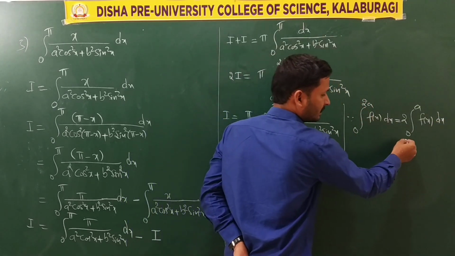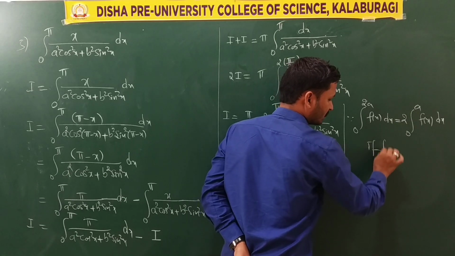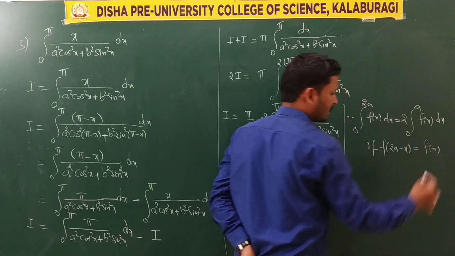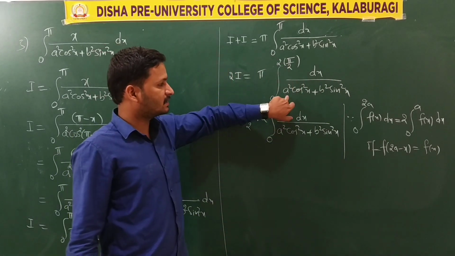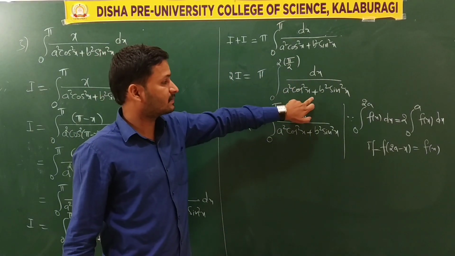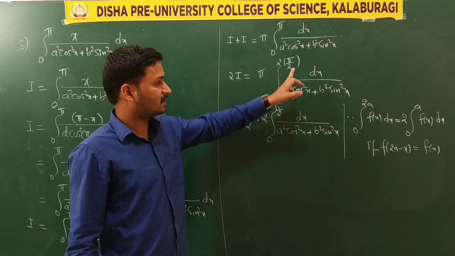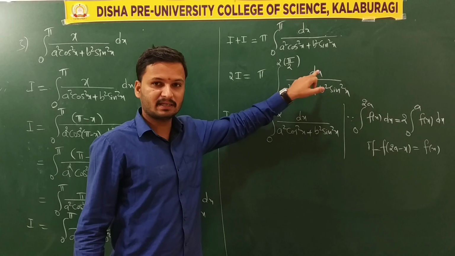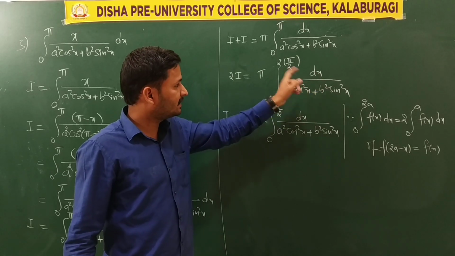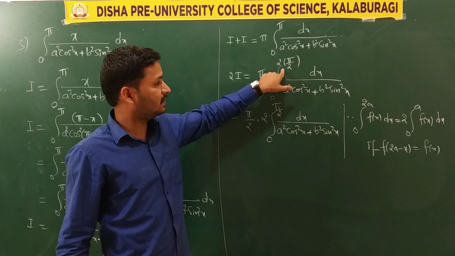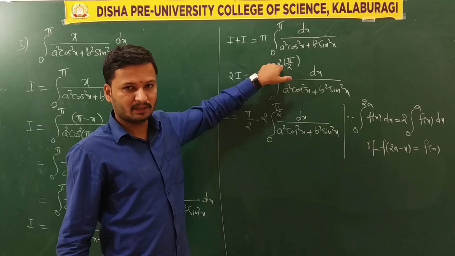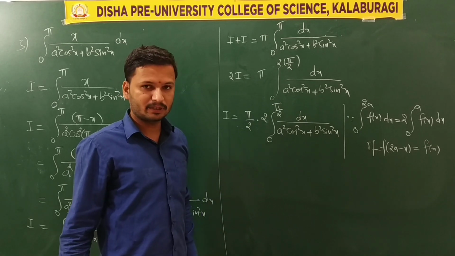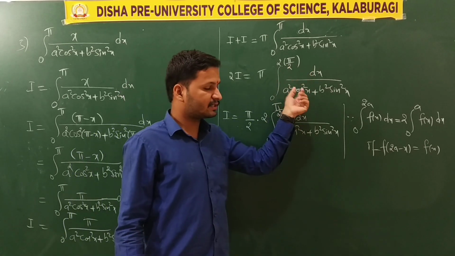This integral can be written in this way when f of 2a minus x is equal to f of x. Here f of x is 1 divided by a square cos square x plus b square sin square x. Substitute 2a here: 2a is 2 into pi by 2, that is pi. So substituting pi in place of x, again we will get the original function only.